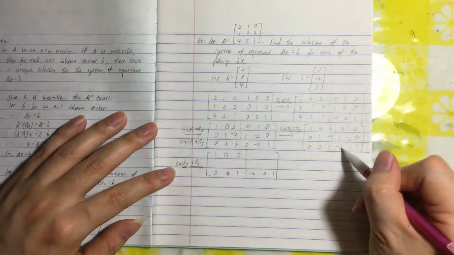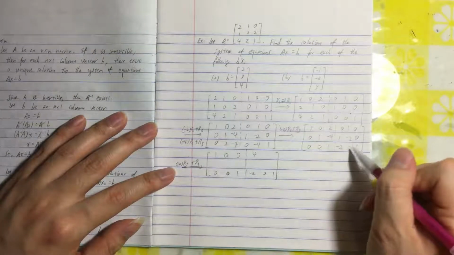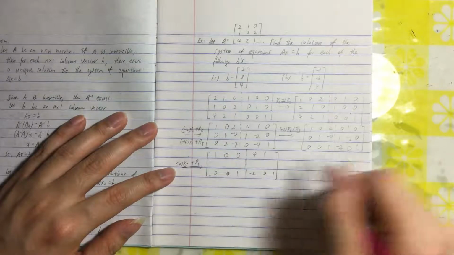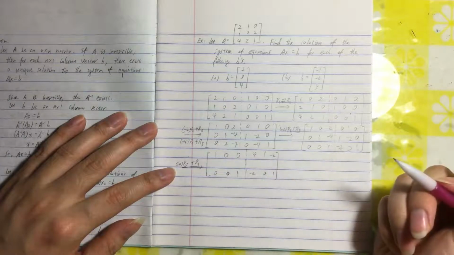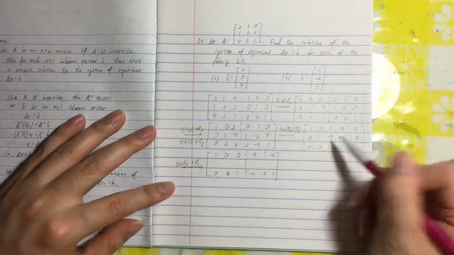Negative 2 times negative 2 is 4. 4 plus 0 is 4. Negative 2 times 0 is 0. 0 plus 1 is 1. Negative 2 times 1 is negative 2. Negative 2 plus 0 is negative 2. Next, I can multiply the third row by positive 4 and add it to the second row.